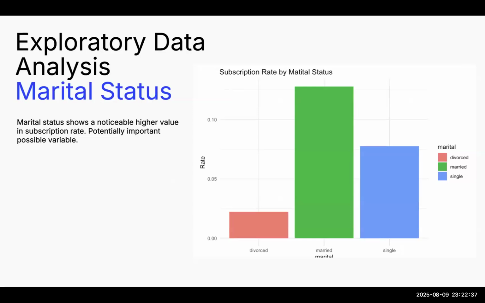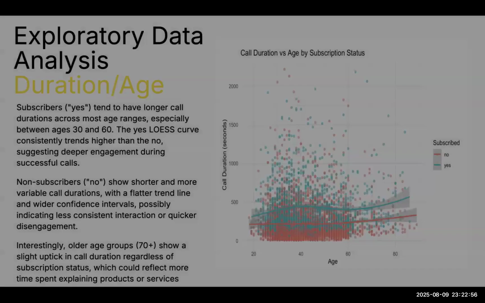Marital status, we also see a noticeably higher rate in subscription for married people. It's potentially important, and it's a possible value that could play a big role here. Just another demographic consideration that could be useful in our modeling. And we'll kick it back to Samson.